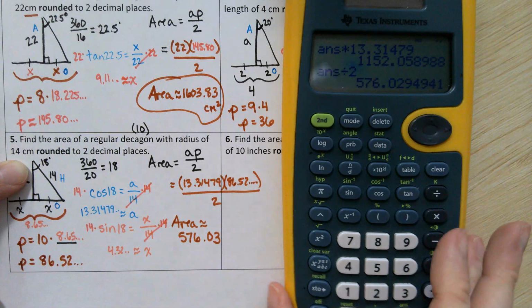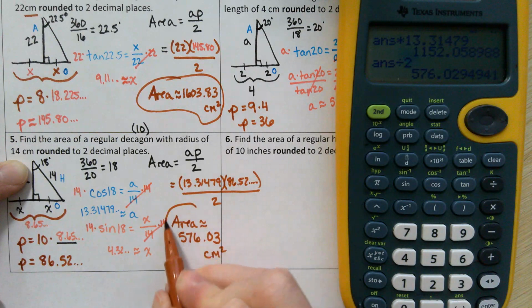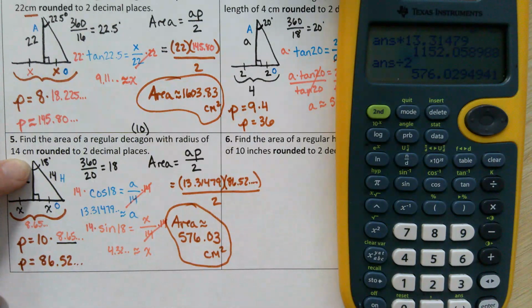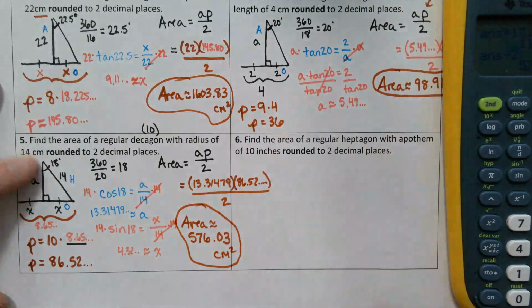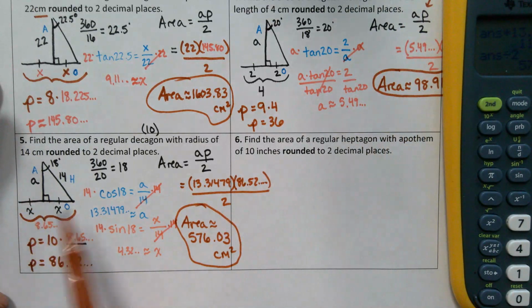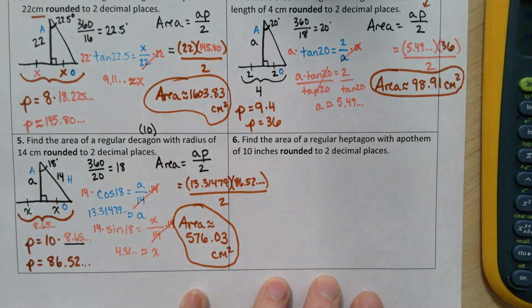576.03 if we round to 2 decimal places. And again, centimeters for this problem. So centimeters squared. That's going to be about as hard as it gets for these because we were missing both of the pieces that we needed for our area formula.